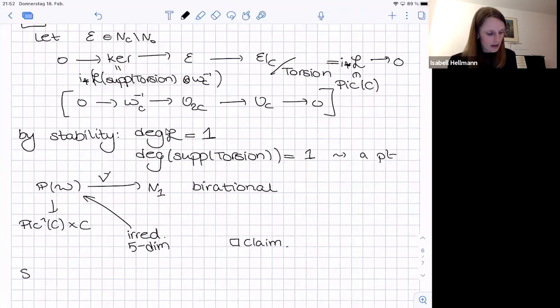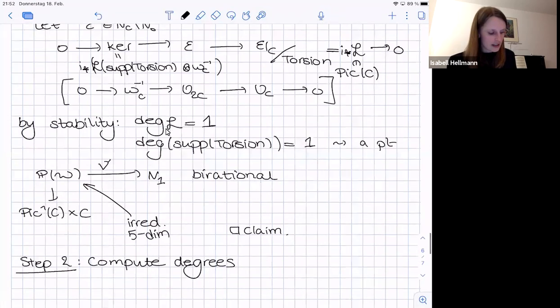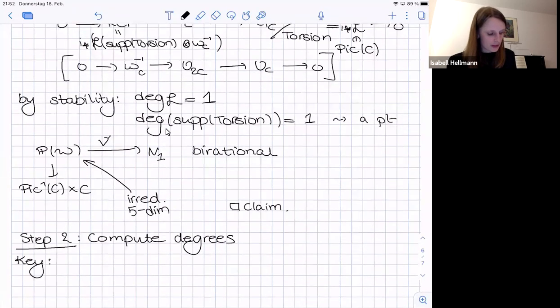Okay, so now I'm ready to compute the degrees. And the key here is that the definition of this ample class U was so functorial.